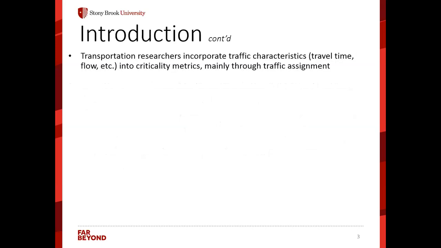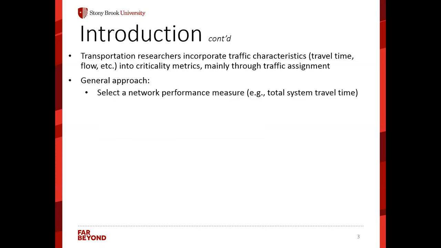That's why transportation researchers incorporate traffic characteristics like travel time and flow into criticality metrics, mainly through traffic assignment. Generally, how this is done is that first, a network performance measure is selected. It could be total system travel time, or, for certain ODs, the travel time between the ODs. Total system travel time has been used more frequently.